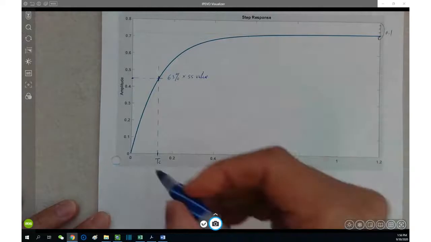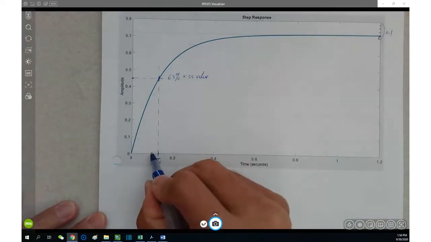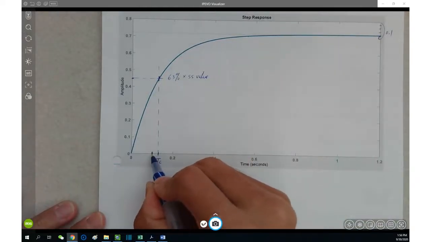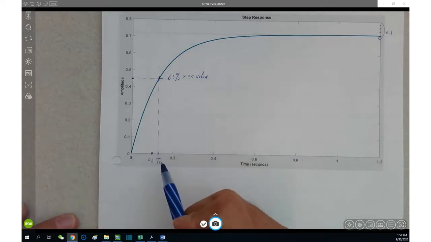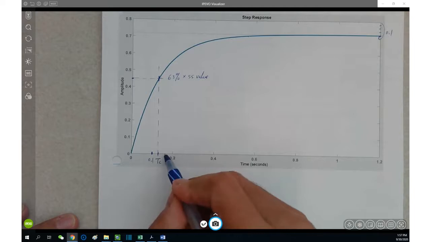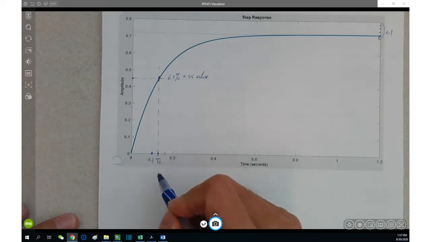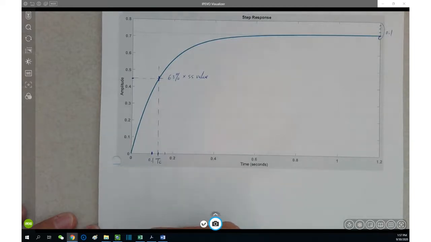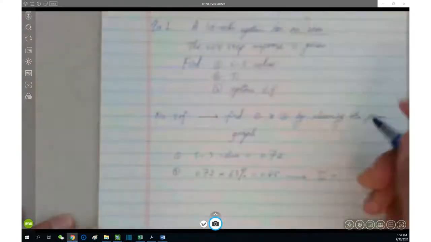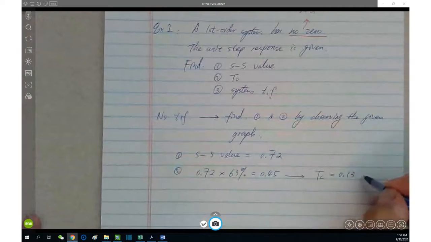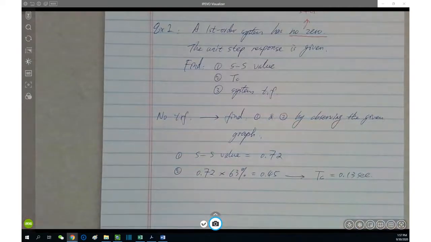0.12 is fair, because from this, right in the middle, is what? 0.1, right? And this is about what? I would say 1/3. So my estimation is actually 0.13. But if you gave me 0.12, I think it's fair too.